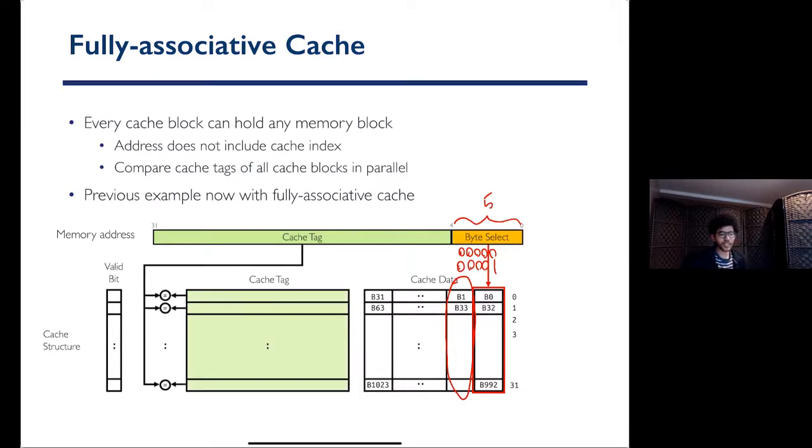Now the next is to check the tag. So now you have to check all the tags because your data could be anywhere in the cache. And then you get your hit signal. If you hit in the cache, that means that you have found your tag somewhere in the cache. Okay.